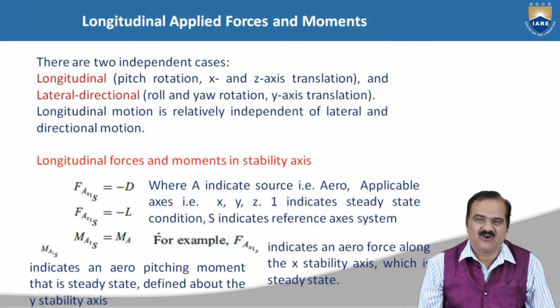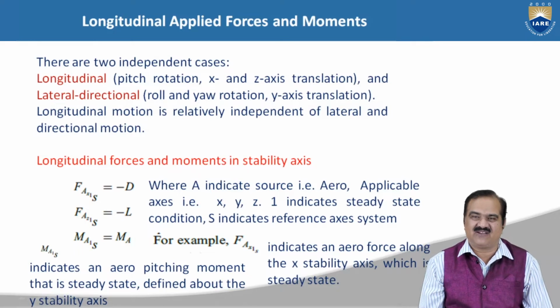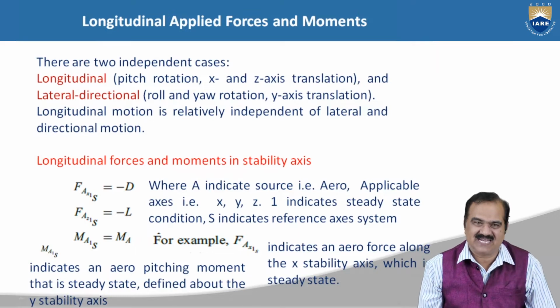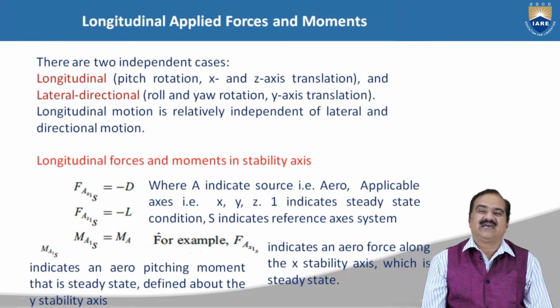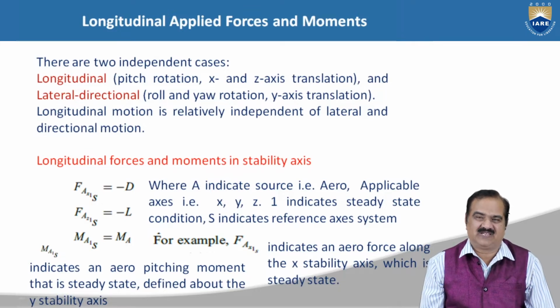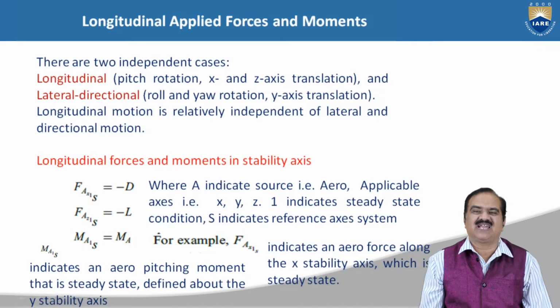For the moment, I have depicted in this slide MA1S. Here, if you see, there is no axis. In the previous ones we have x1 and z1, but in this moment we don't have any axis system, that is xyz. It is without xyz because it indicates an aero pitching moment, because M itself is a pitching moment, and the pitching moment is always with respect to the lateral axis. So it is well understood, and it is not required that we put any axis system here.